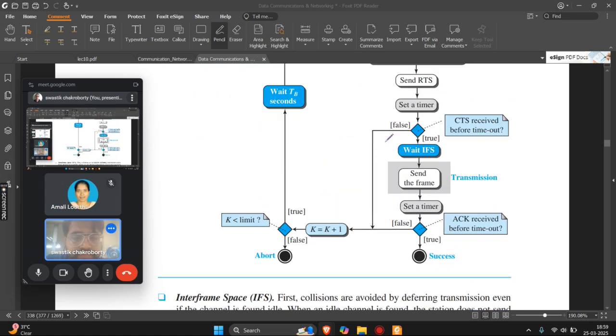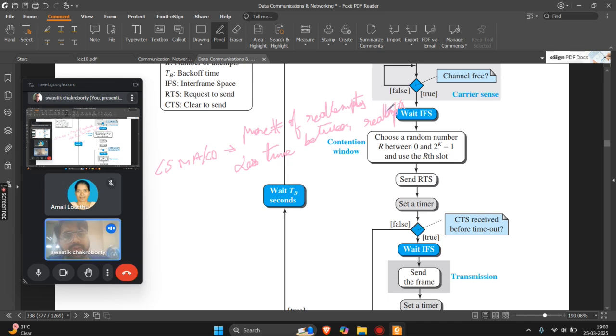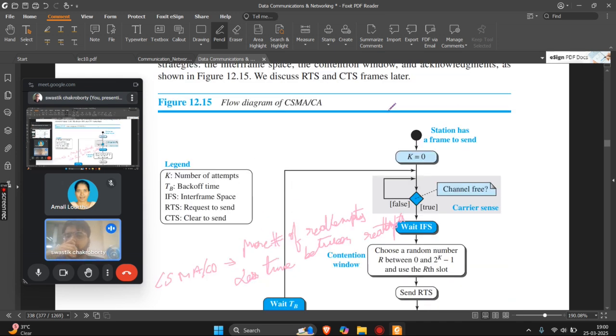So the number of reattempts is expected to be lower, but the time between two reattempts will increase. CSMA CD, on average, needs more reattempts, but less time between reattempts. Here the time between reattempts is huge, but the number of reattempts that we have to do might be lesser, because we are avoiding collision. We are not simply detecting whether a collision is happening, we are avoiding it altogether.